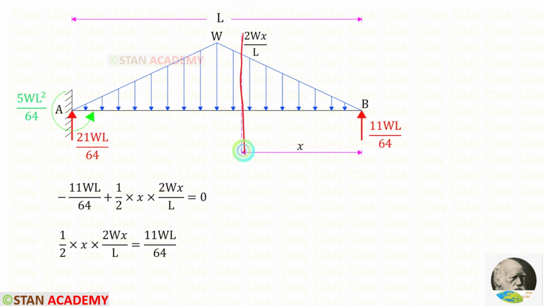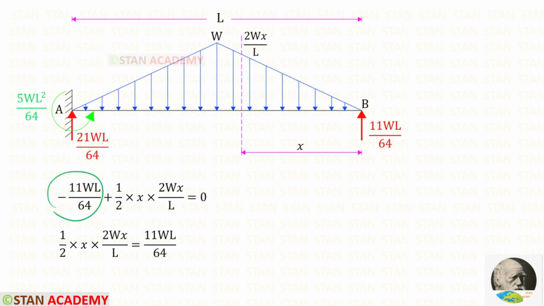We know that in this section, the shear force is 0. Using the left hand side rule, we can find the shear force. In the left hand side rule, upwards will be negative and downwards will be positive. RB is acting upwards, so that it will be negative. The UVL is acting downwards, so that it will be positive. For the UVL, the shear force is the area. Let us take this triangle. We know the area formula of a triangle, half into BH. Here the breadth is x and the height is 2Wx upon L.